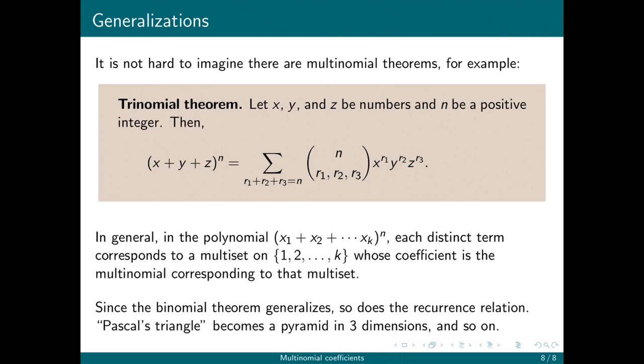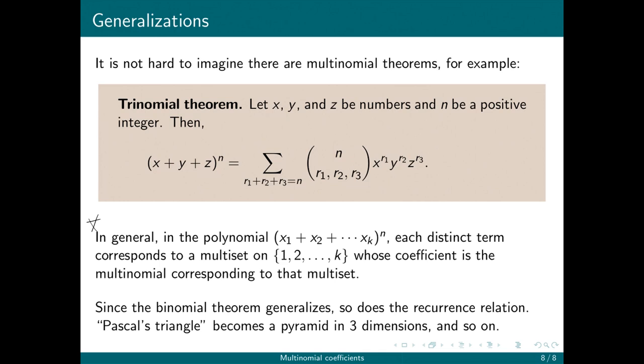The entire thing about multinomials is that they are generalizations of binomials. So there are multinomial theorems, just like there is the binomial theorem. For example, the trinomial theorem says that when we FOIL out the polynomial x plus y plus z to the nth power, we get the sum of all of the trinomial coefficients times the relevant powers of x, y, and z. And here's a generalization of that.